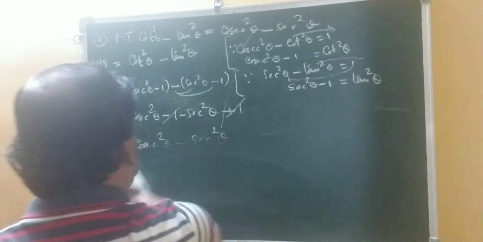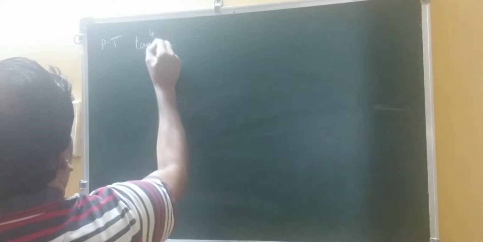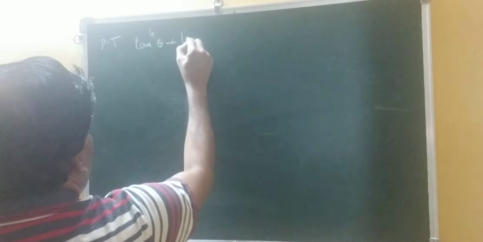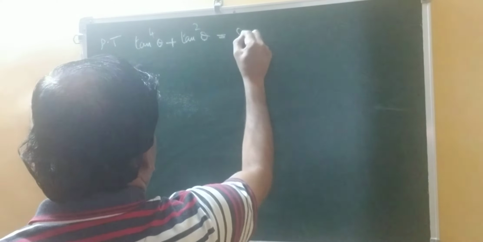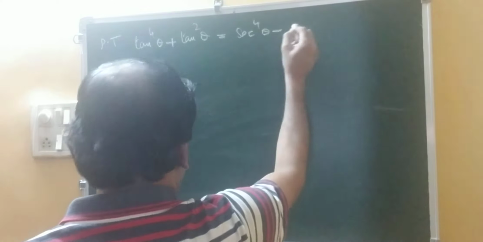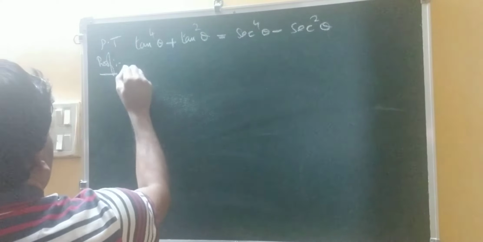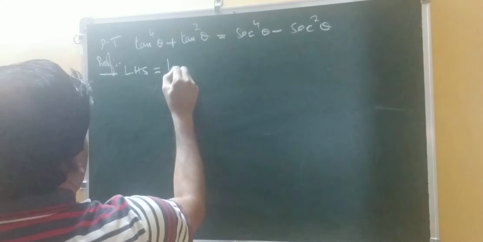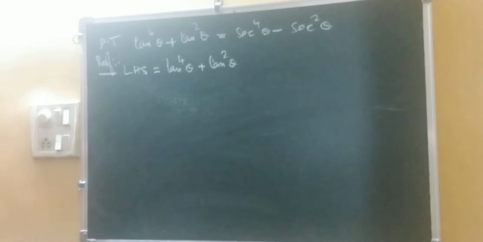Now next one. Prove that tan raised to 4 theta plus tan square theta is equal to sec to the power 4 theta minus sec square theta. So as usual we will take left hand side, tan raised to 4 theta plus tan square theta. Now let us see what will happen.